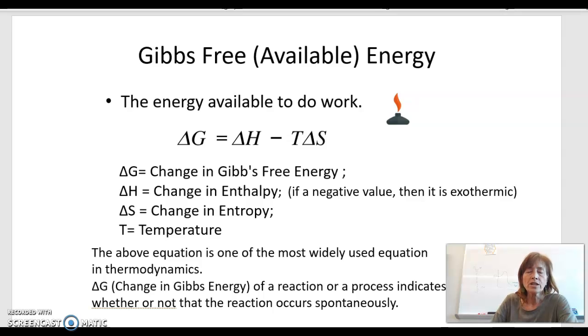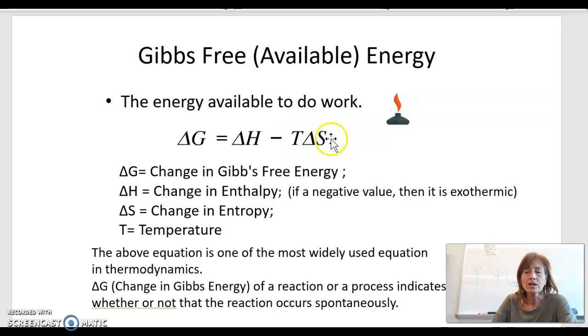So back to this equation again. If we have a lot of entropy here, that delta S is a high number, or an increase. We multiply that by temperature, which is always going to be the same in the body.